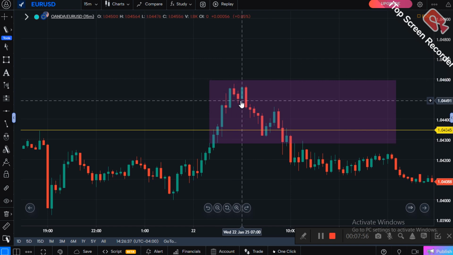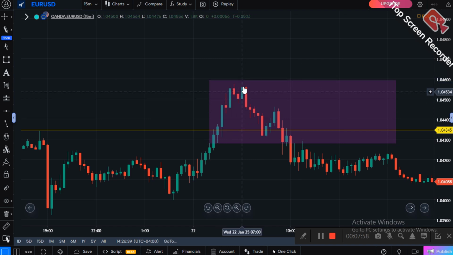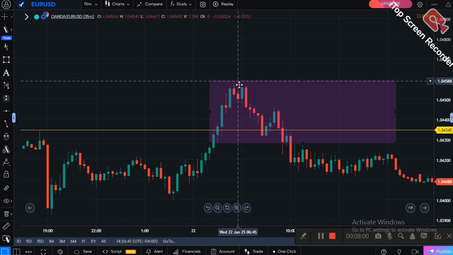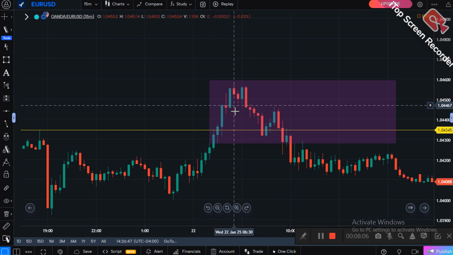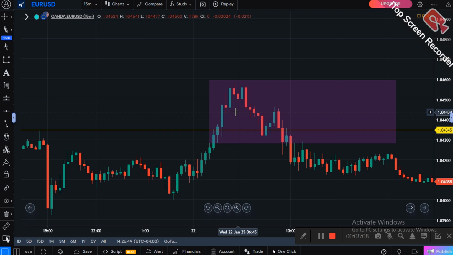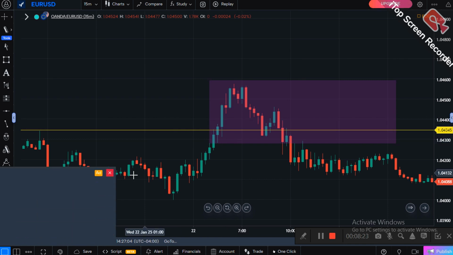So I see this is a short-term market structure shift. This is what ICT teaches, the short-term market structure shift. This is what all the YouTubers will not teach you, the real market structure shift. This is what I have to tell you. You know about market structure shift. You don't know too much about market structure shift.